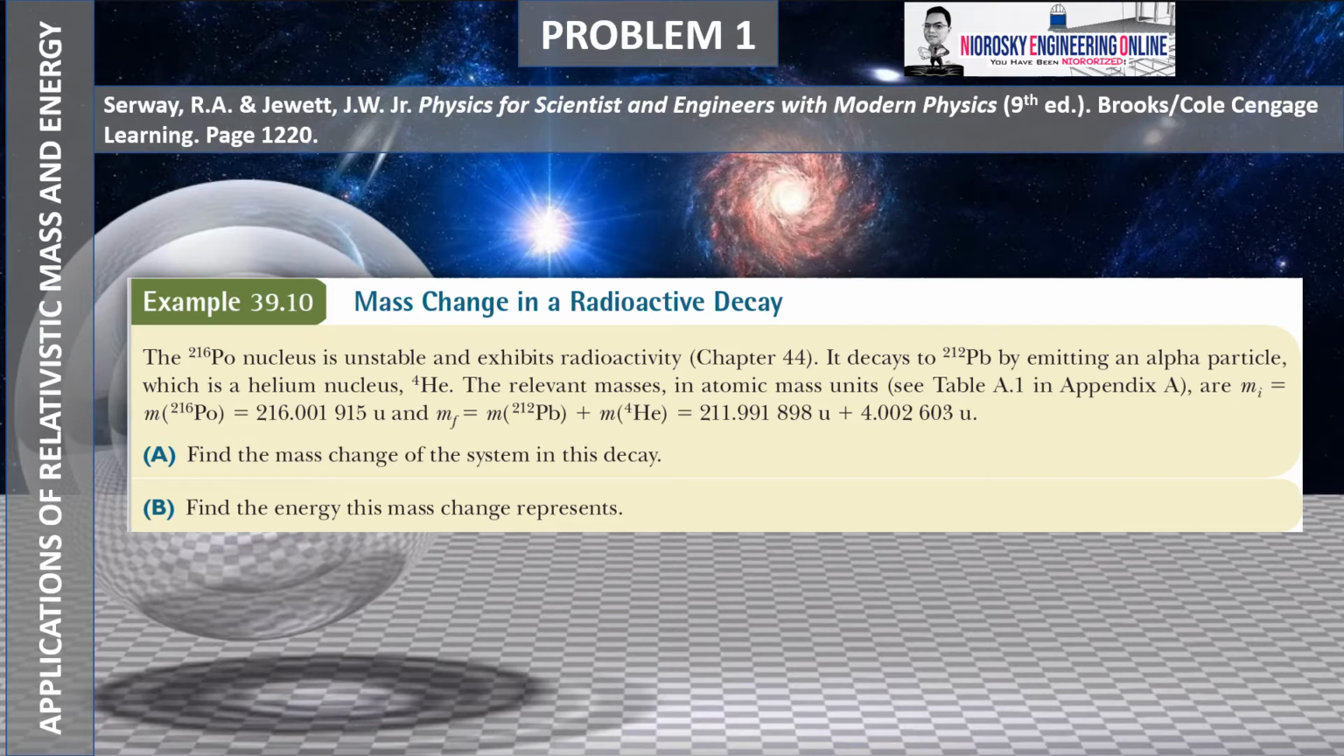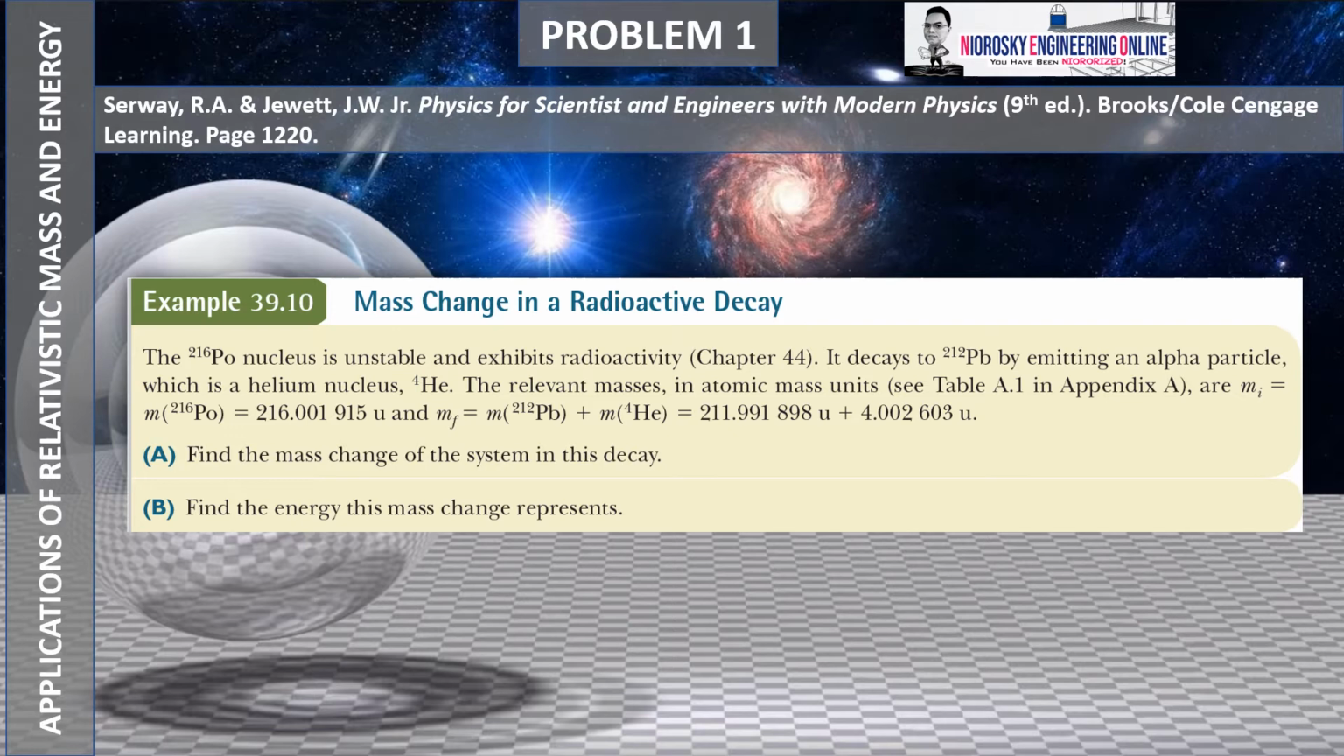So the relevant masses in atomic mass units, I will show you the table later. The initial mass, polonium of mass number 216, equals 216.001915 U, whereas U is actually a unit of mass. And finally, the mass of the final condition is equal to the mass of the lead of mass number 212 plus the mass of the helium of mass number 4, equated to 211.991898 U plus 4.002603 U.